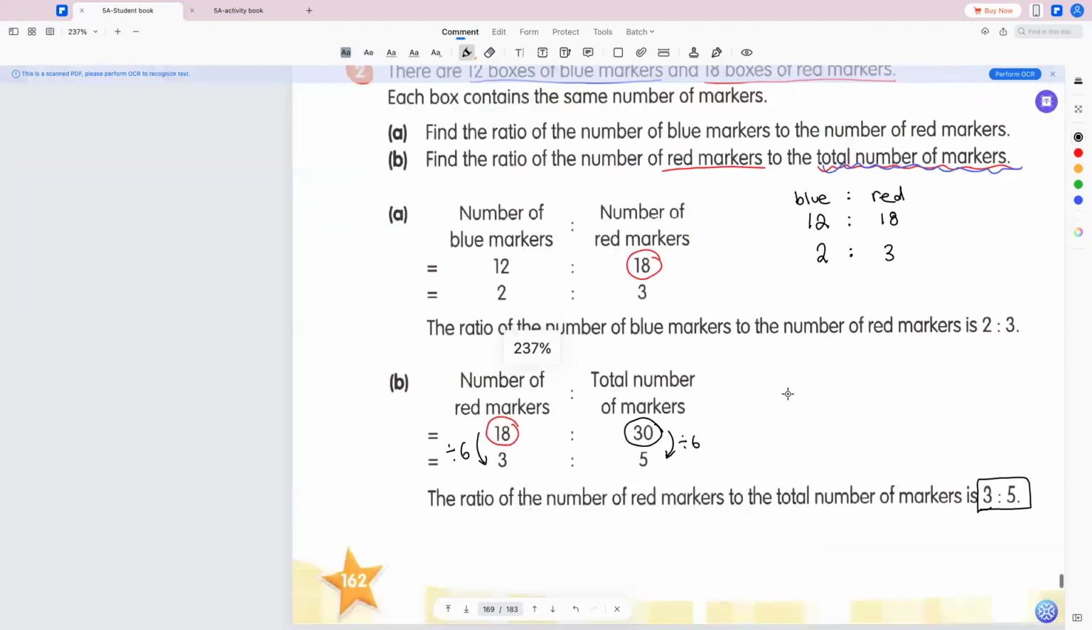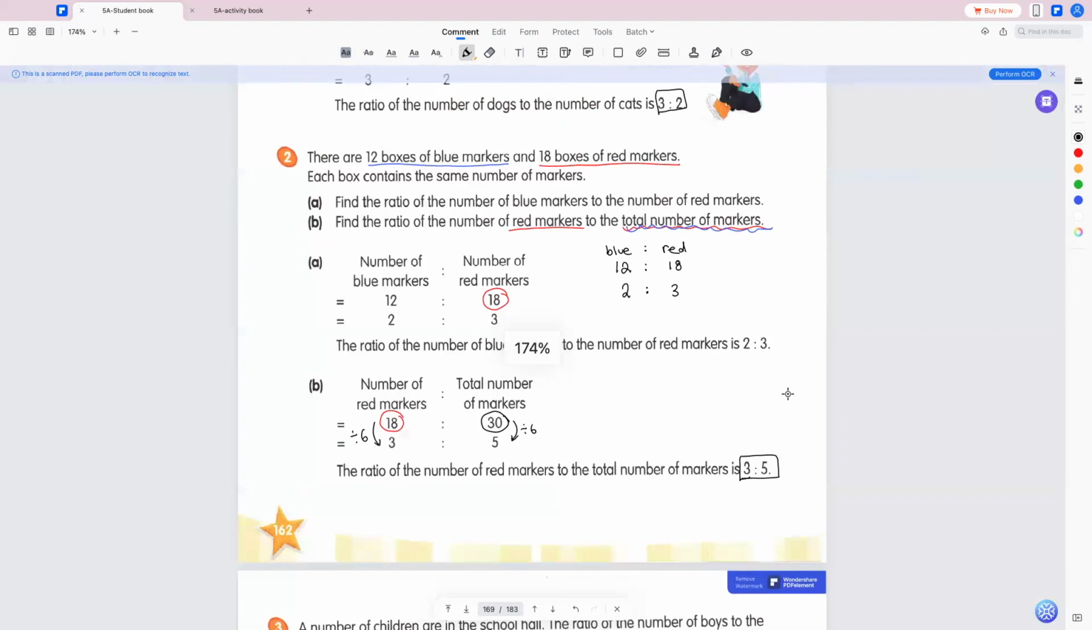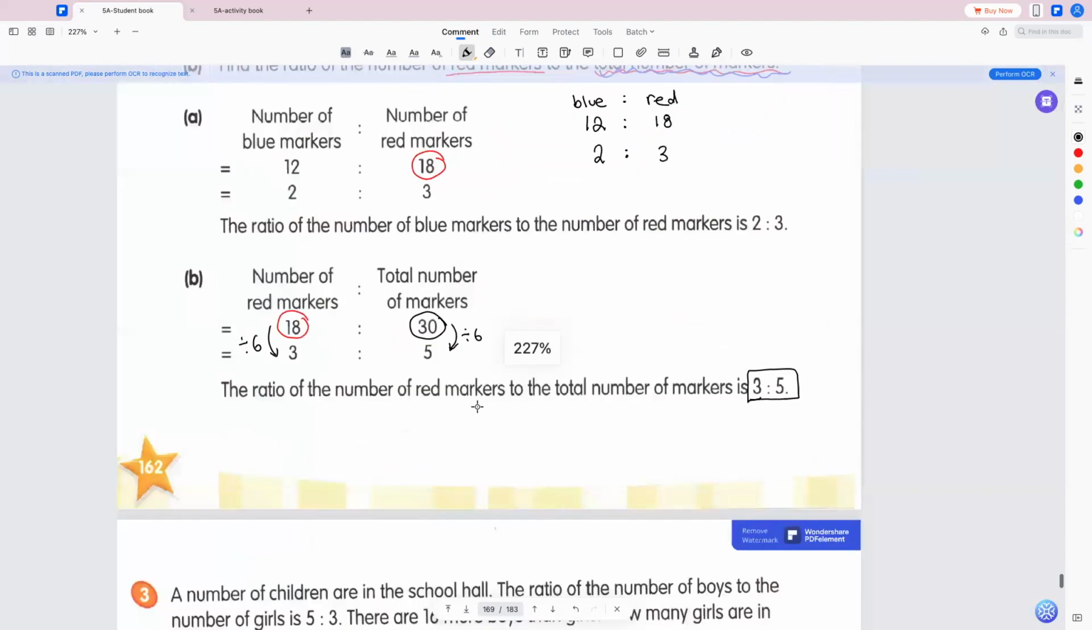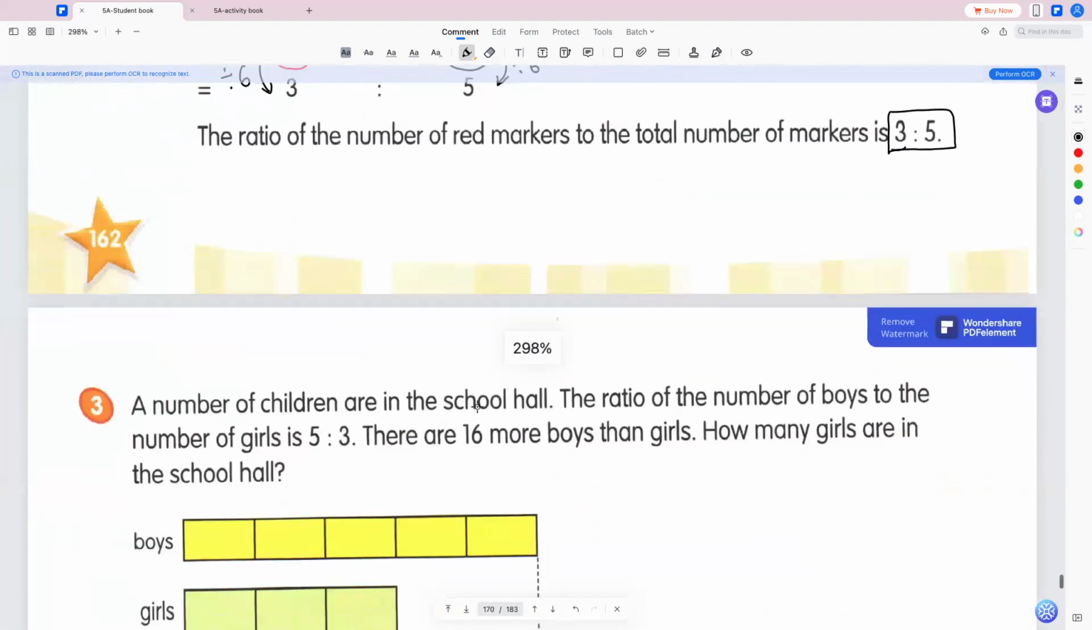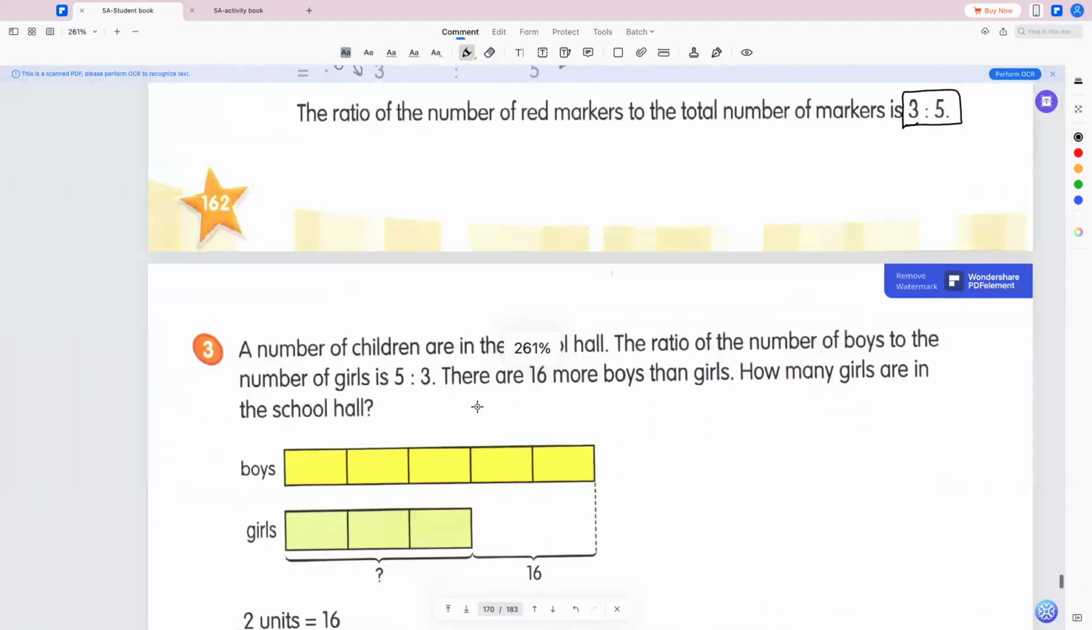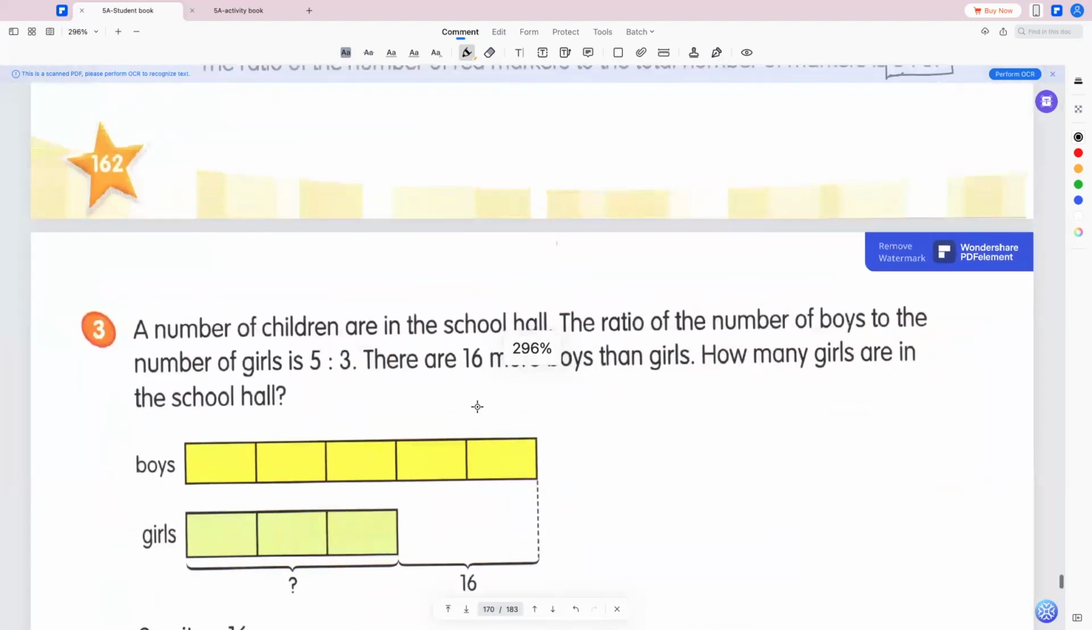Okay, so still nothing really new yet, still very much similar to what we were doing last week. Now let's take a look at number 3. This one's an interesting question, okay? And I like this diagram that they're using over here, okay? So let's take a look.